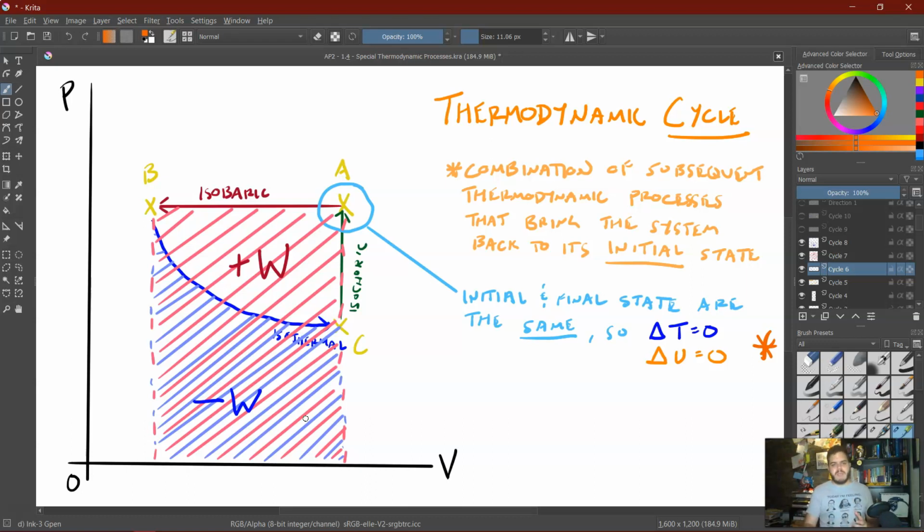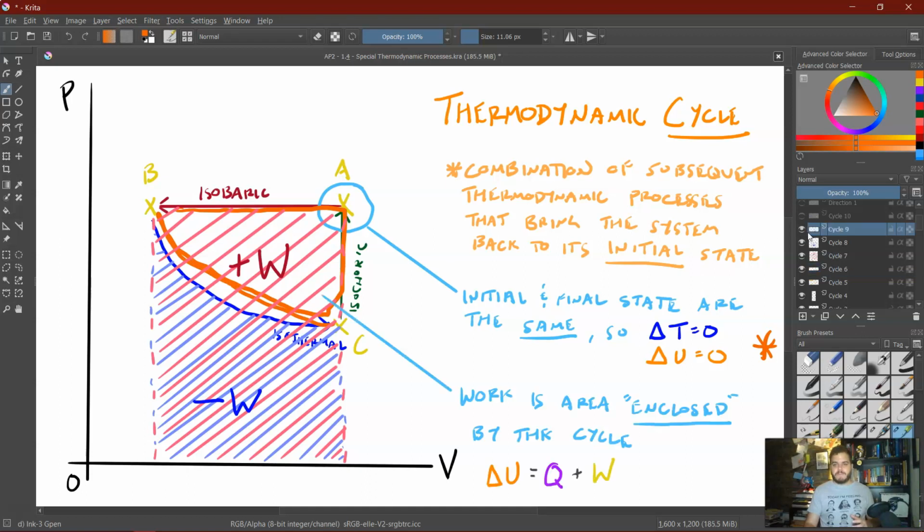It is doing work on its surroundings. So if that's the case, this part here where the red and blue areas combine, those parts are going to cancel out. And so to find the work of this entire process, I only need to know the work that is enclosed in this area. So the work is the area enclosed by the cycle. And remember, since delta U is once again 0, if I want to know Q, it's just going to be the opposite of whatever that work is.